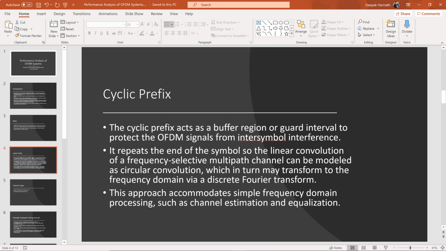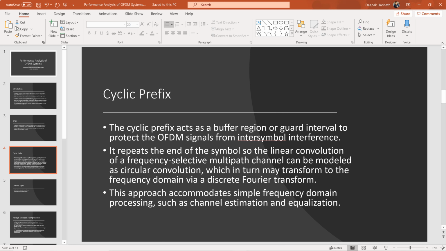So what is a cyclic prefix? The cyclic prefix acts as a buffer region or guard interval to protect the OFDM signals from ISI, that is intersymbol interference. Now it actually occurs between each symbol that is transmitted.